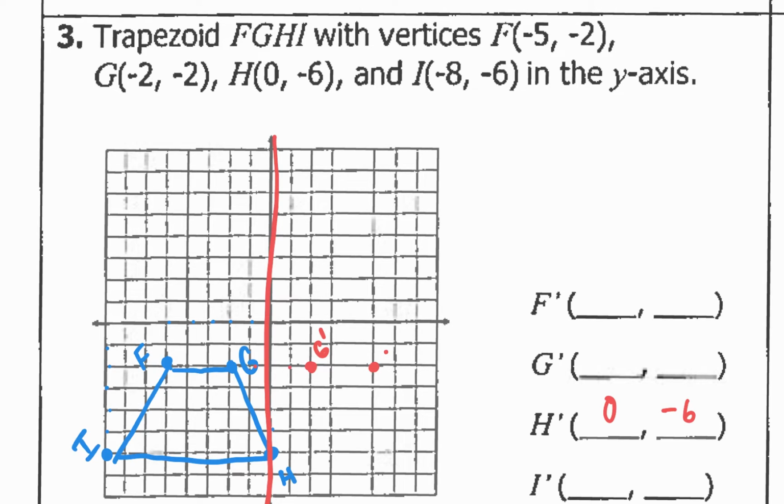Yeah, that was right. F prime. And then I is going to be on this side. That's going to be I prime. So go ahead and connect the points. And I'll give you the ordered pairs. F prime will be 5, -2. G prime will be 2, -2. I prime will be 8, -6.